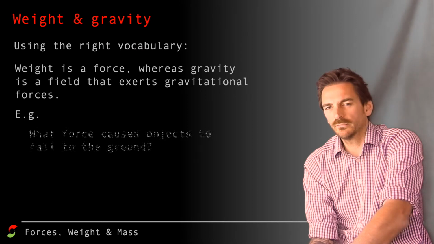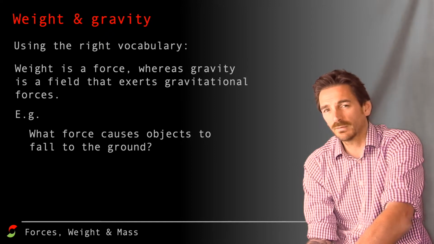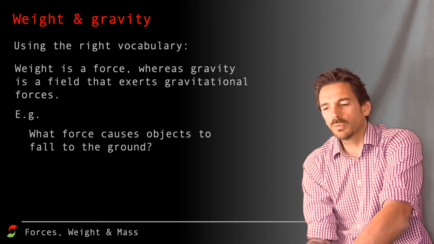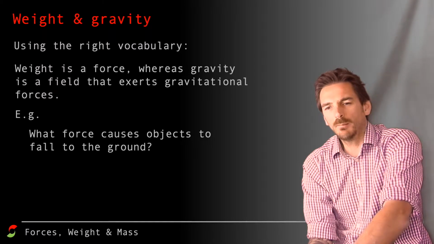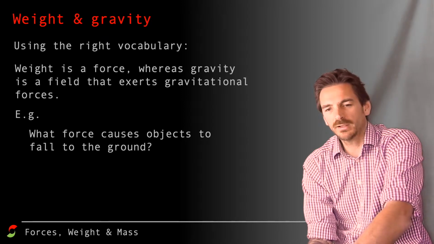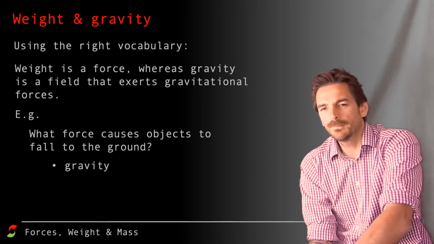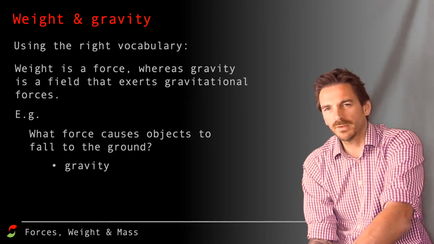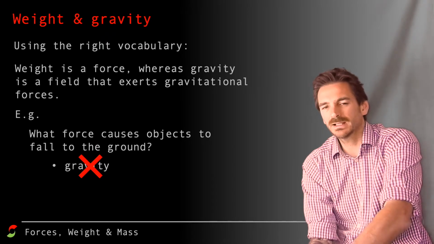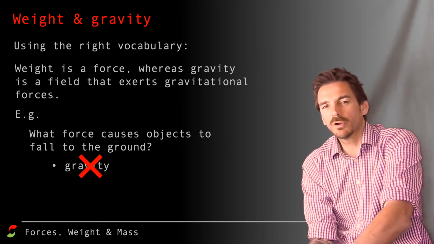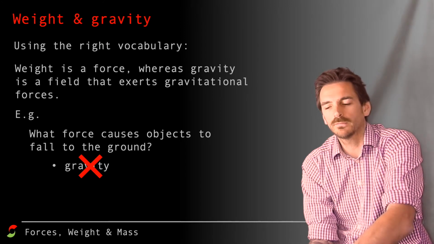I'll give you an example question for this. Let's say we're in an exam and you get this basic question. I've got a fly going around here at the moment. So what force causes objects to fall to the ground? I've seen in many students' answers that they would write gravity, and sometimes that's given, but it depends on the examiner or the examination board whether it's acceptable. But technically, it's wrong. Gravity is not a force, so we can't answer that question, what force causes it, with something that isn't a force.